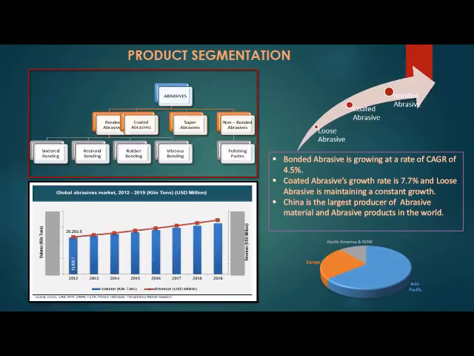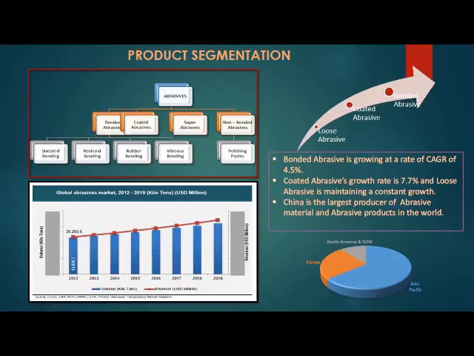The bonded abrasive segment had the largest market share of the global abrasive market in 2012, followed by coated abrasives and loose abrasive grains. The bonded abrasives segment of the abrasive market is expected to grow at a CAGR of 4.5% and is anticipated to generate a revenue of around 17,000 million USD in 2019.